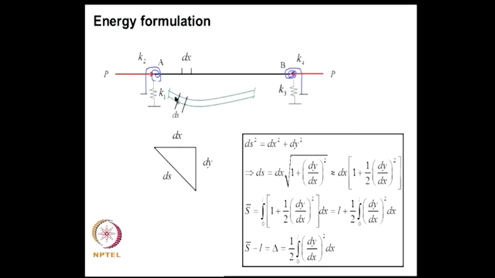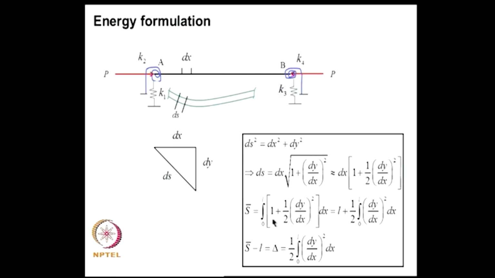So, suppose this beam is deflected like this, and an element dx would have become element ds, and using the geometry of this triangle, we know that ds square is dx square plus dy square, and we can reorganize this term, take the square root, take dx outside, and I get this, and by expanding this and retaining only the first term, I get this equation. So, this is the length of this, what was dx has become ds.